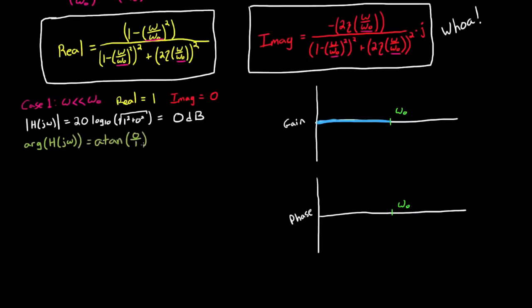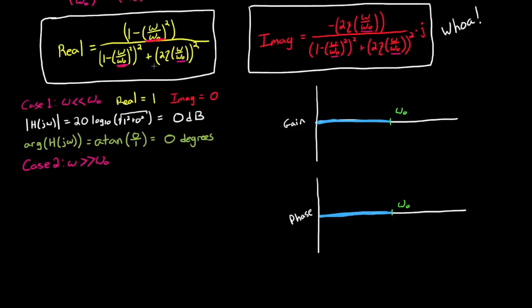For the phase, it's the argument of H of j omega, which is the arctangent of the imaginary part divided by the real part, which is just 0 degrees up to the break frequency. The second case is when omega is much greater than the break frequency.